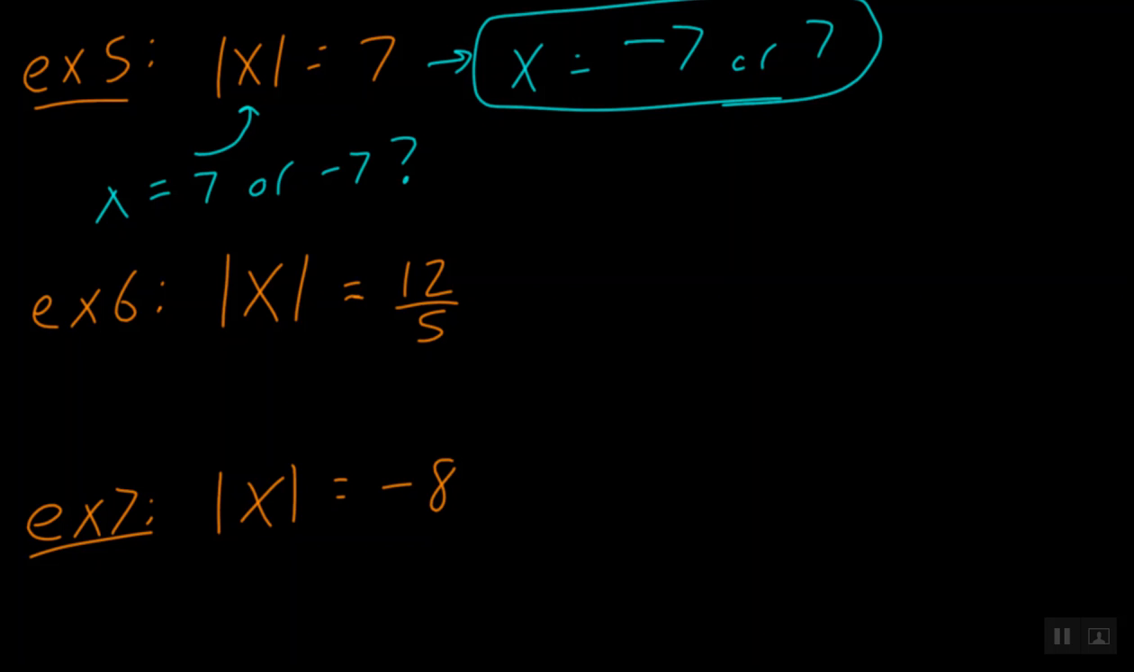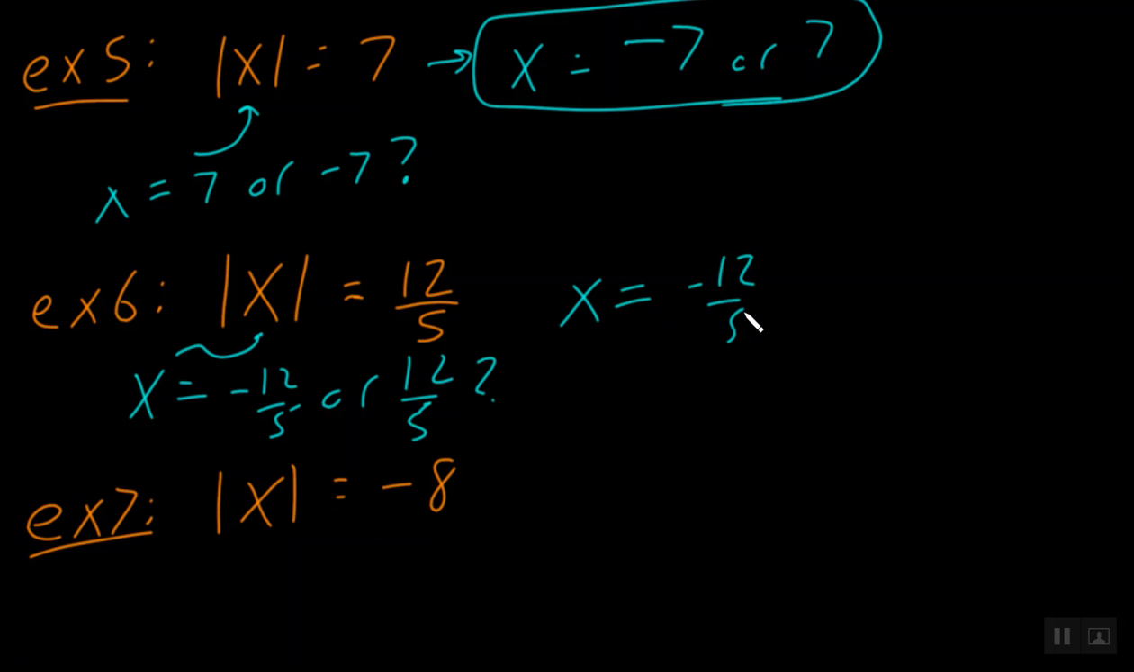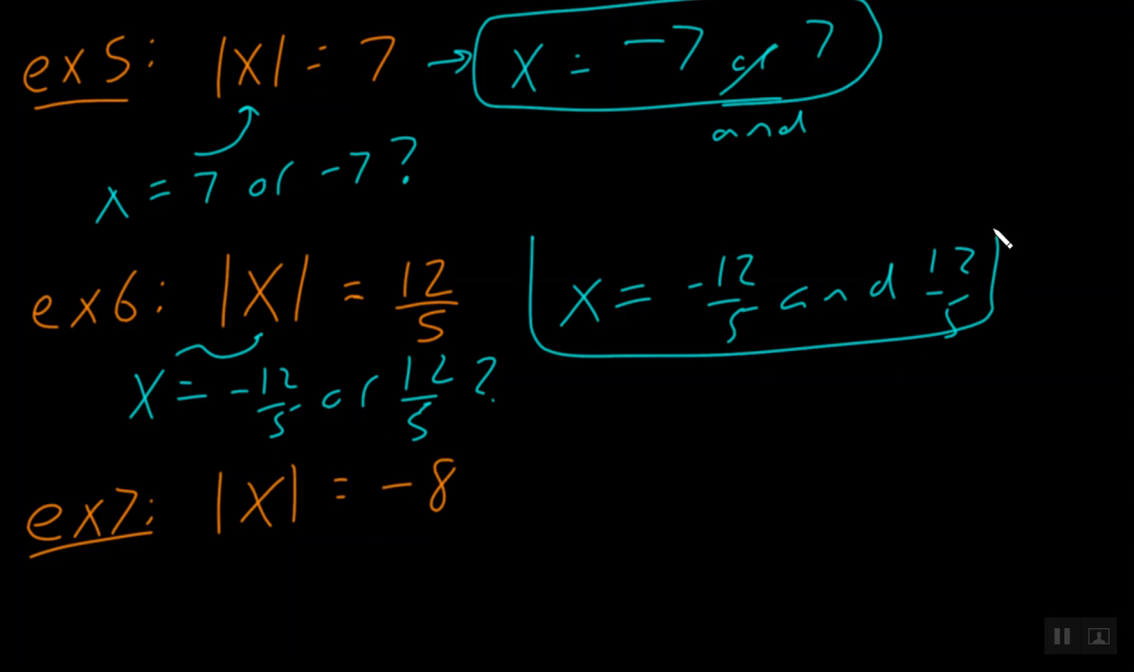Okay, let's see right here. Here we don't know, was x equal originally to negative 12 over 5 or positive 12 over 5? Which one was it? Well, the answer is both. We say x is equal to negative 12 over 5, and 12 over 5. I shouldn't use the word or here, I should use the word and. Okay, now why is this true?